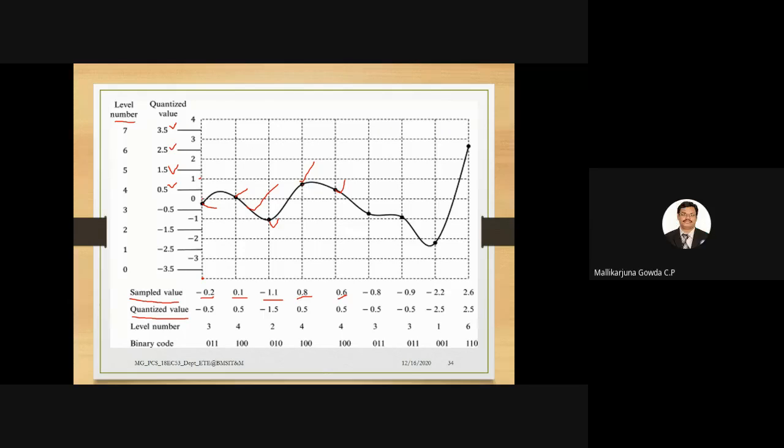I understood that. See, the second last one is minus 2.2, and you quantized it to minus 2.5. Whereas the previous one is minus 0.9, but you quantized it to minus 0.5. Minus 2.2 is nearest to minus 2.5 only. For this one, minus 0.9, sir, you've done both: one you rounded up, one you rounded down.